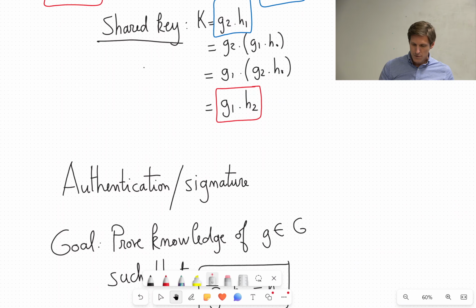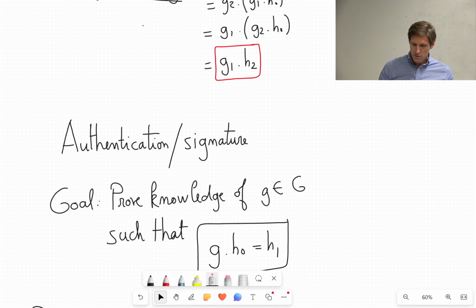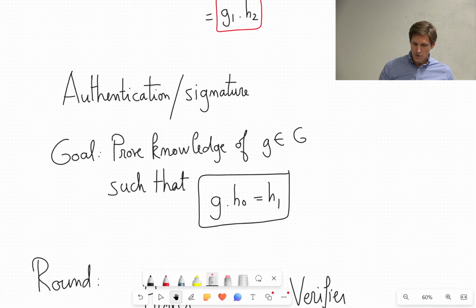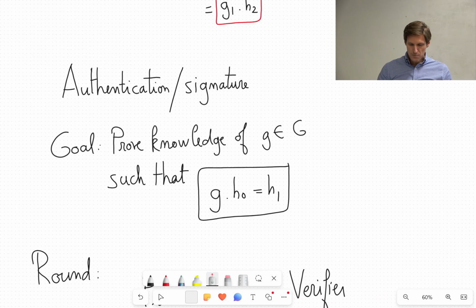Now, we also have an authentication / signature protocol. And that works very similarly to a lot of other things, including proving discrete logs. Basically, given two set elements, it proves knowledge of a group element that acts on H0 to give you H1. We've talked before in the seminar about zero knowledge proofs.